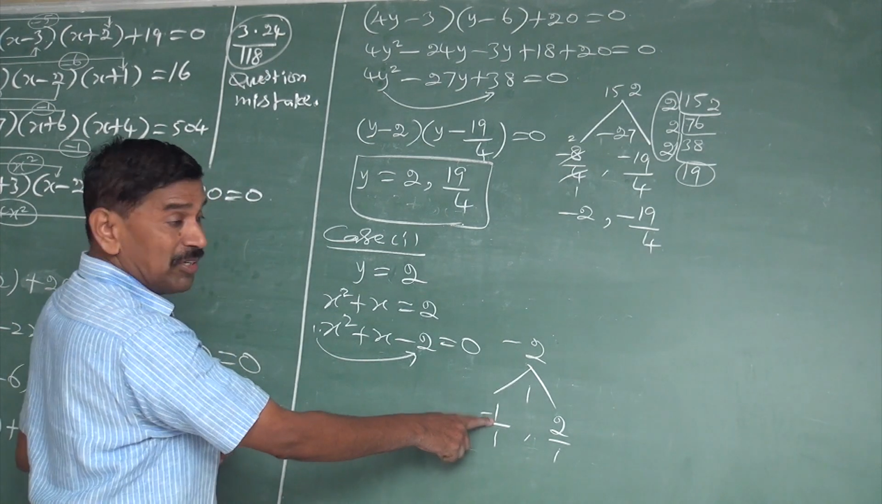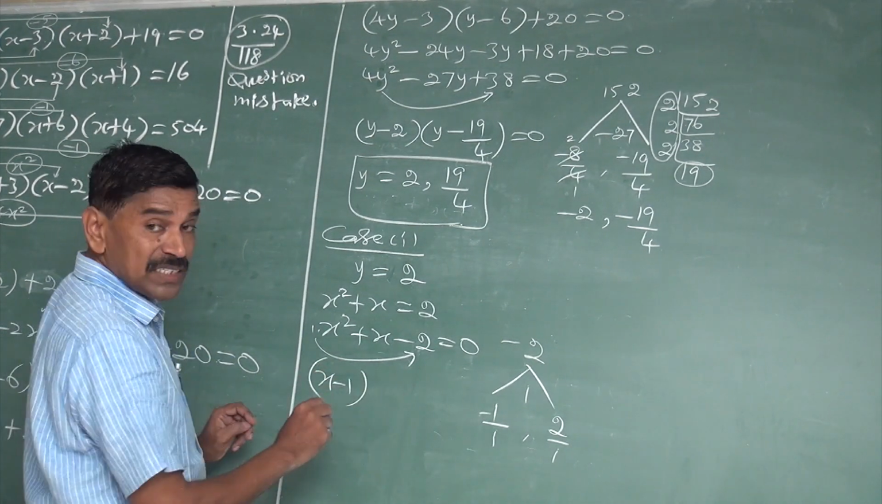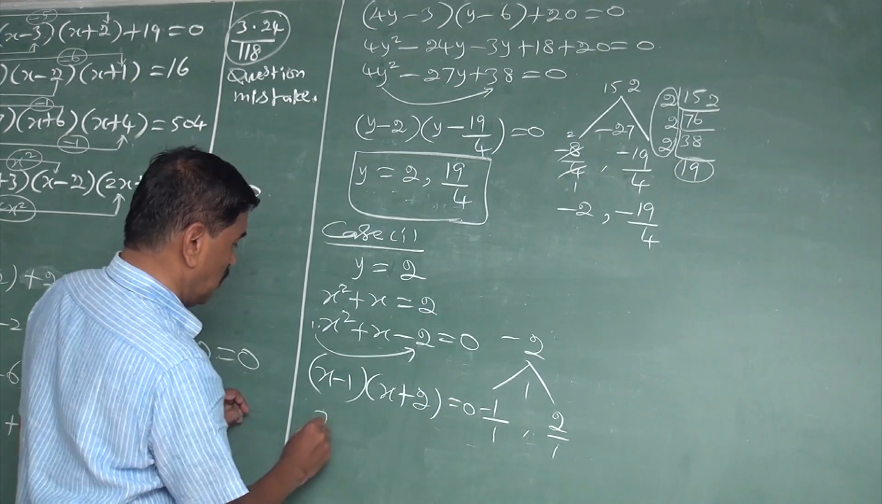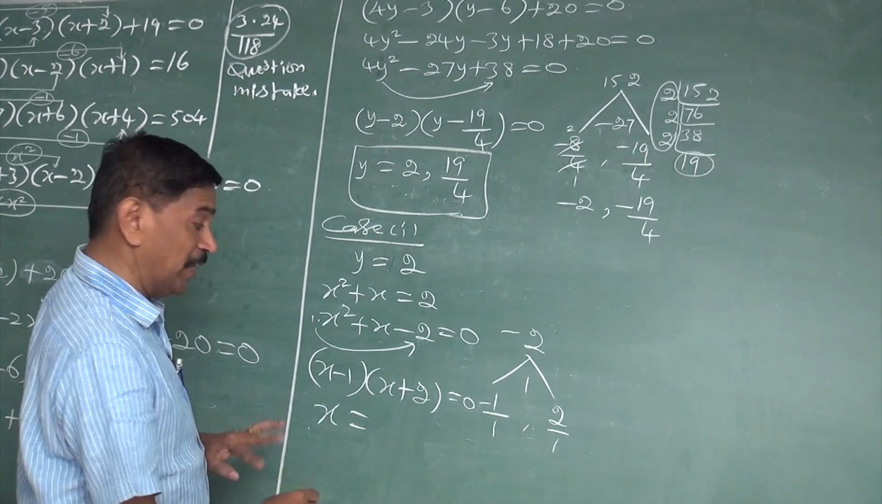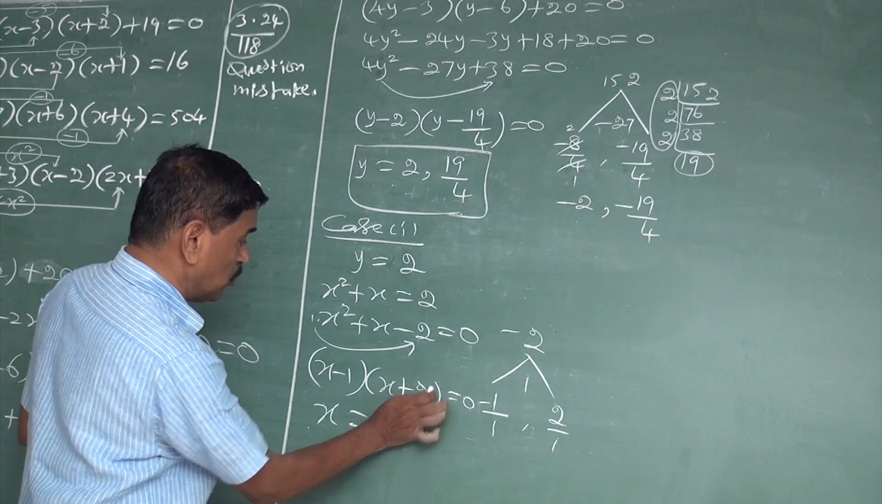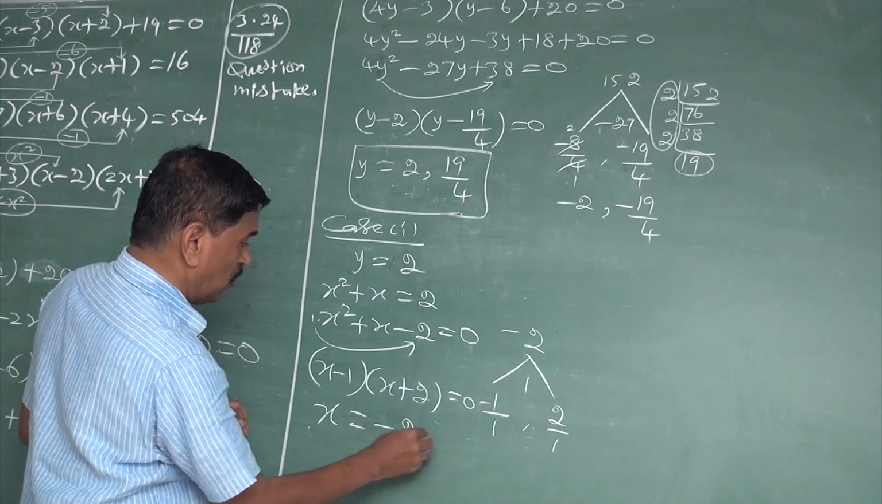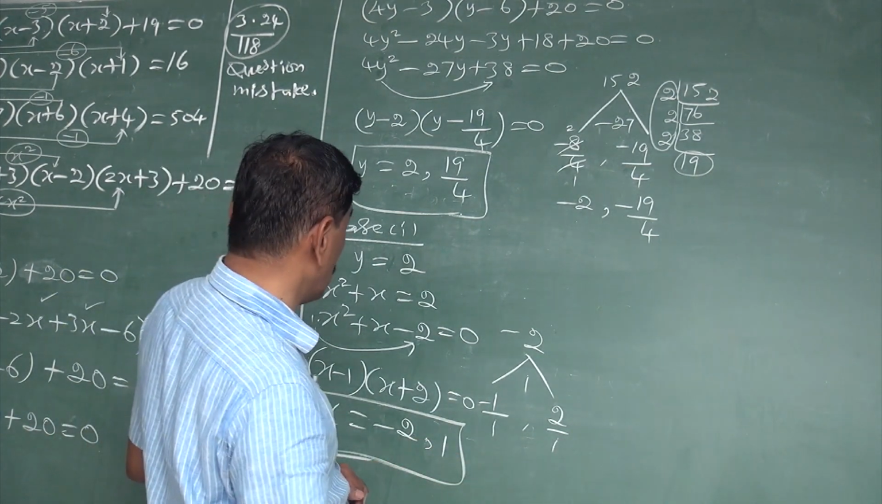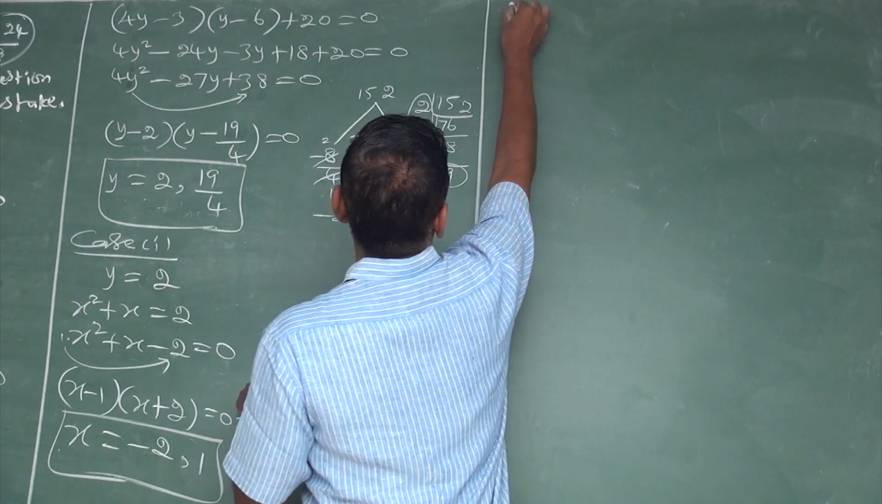Minus 1. What is minus 1? Very good. X minus 1 is one factor. Next. Good. X plus 2. X plus 2, which is equal to 0. What is the solution please? Very good. 1 comma minus 2 or minus 2 comma 1. Both are correct. So x is equal to minus 2 comma 1. Okay. Case 1 is completed. Minus 2 comma 1. Case 2.